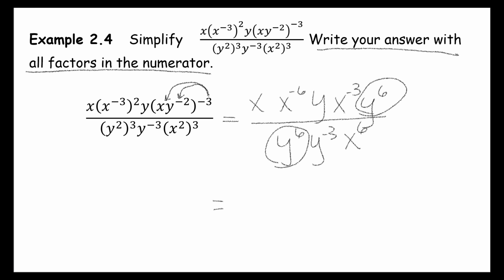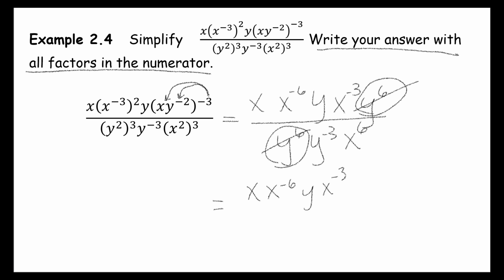If you multiply by y to the 6th and you divide by y to the 6th, it's just like you didn't do anything. So cancel those out and make them go away because there's no point in even messing with them. So we're going to just move everything up to the top. So we have x, x to the -6, y, x to the -3. That's what's left in the numerator. And then in the denominator, we have y to the -3, x to the 6th.